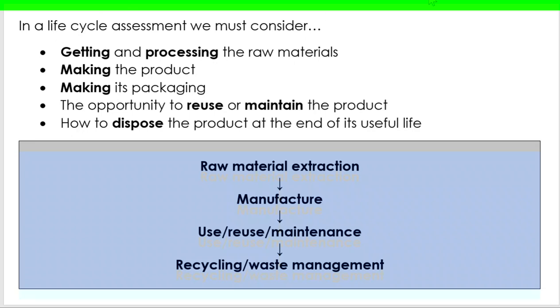When we consider a life cycle assessment, we are considering what has happened in getting the raw materials, in processing the raw materials, the energy requirements for making the product and for making the packaging, how reusable something is or how well maintained it will be. Will it be thrown away after one go? Or indeed, how long will you be able to use it until it's disposed of? So, raw material extraction, manufacture, use, reuse and maintenance, and recycling and waste management.